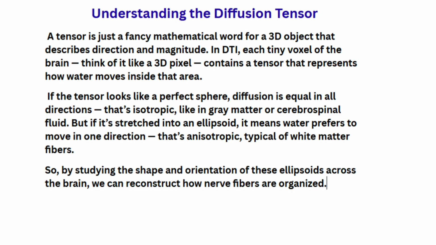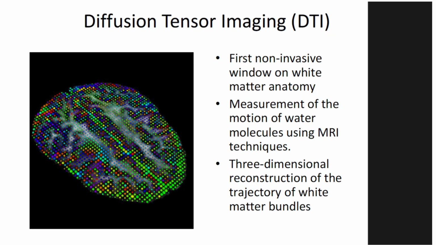If the tensor looks like a perfect sphere, diffusion is equal in all directions. That's isotropic, like in gray matter or cerebrospinal fluid. But if it's stretched into an ellipsoid, it means water prefers to move in one direction. That's anisotropic, typical of white matter fibers.